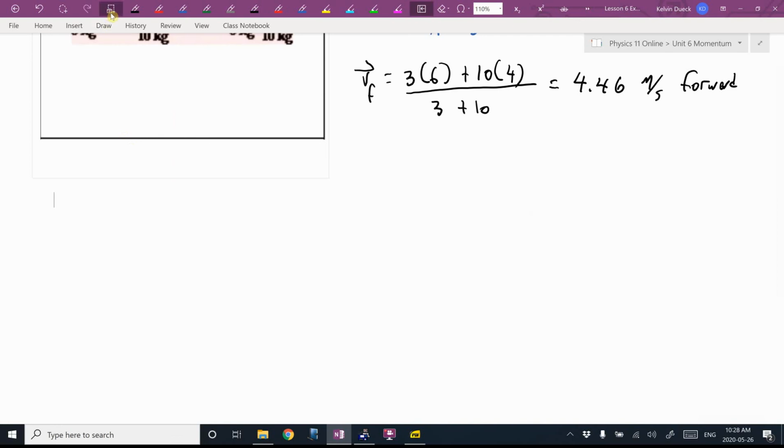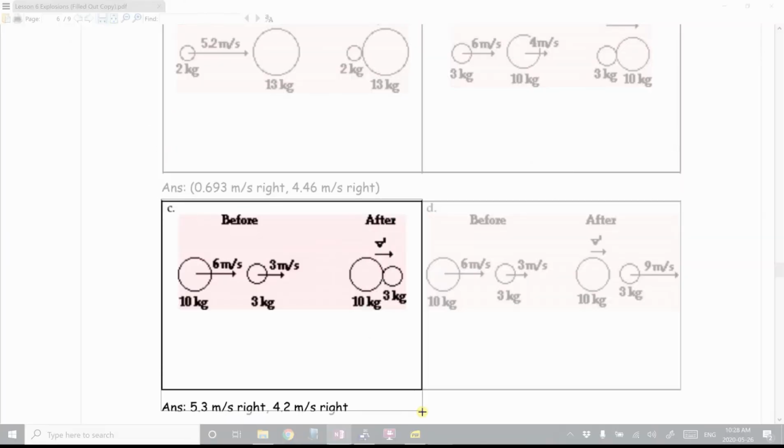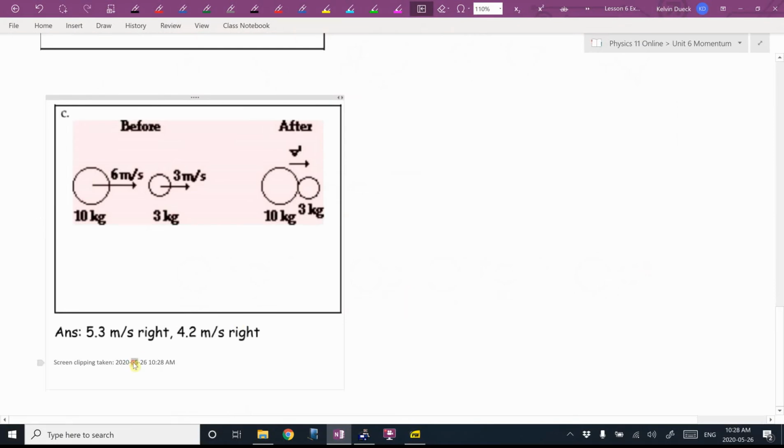C really looks similar to B, except here the bigger, faster one is hitting the smaller, slower one. I think they stick together. I think in the final answer, the 3 kilogram mass is going to be going faster. The 6 kilogram mass will slow down.